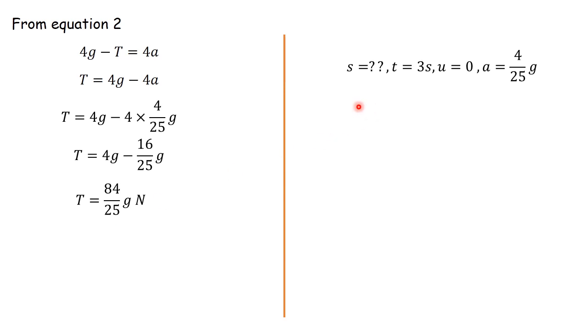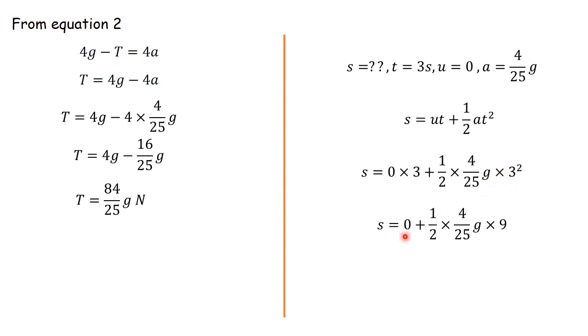Then looking at the distance the 4 kilogram mass covers after 3 seconds. So our s is the distance, t is equal to 3 seconds. Initial velocity was 0 since it was from rest, and our acceleration is 4 over 25 g. So we substitute in this equation of motion, and we shall have s equals 0 times 3 plus a half times acceleration, which is 4 over 25 g, times 3 squared. So the first one will give us 0, 3 squared gives us 9, then by a half here it will be 2 over 25 times 9, and that will give us 18 over 25 g meters. So that will be our value of the distance.